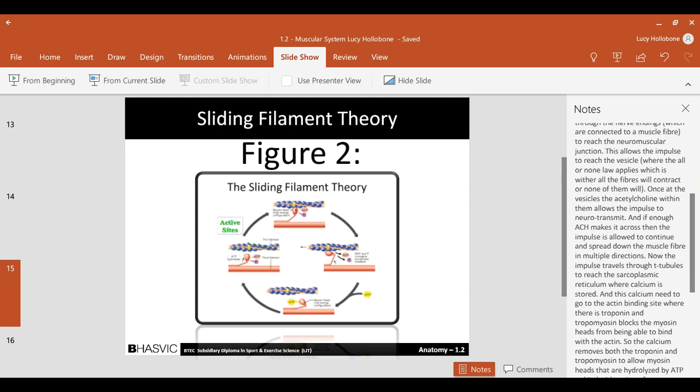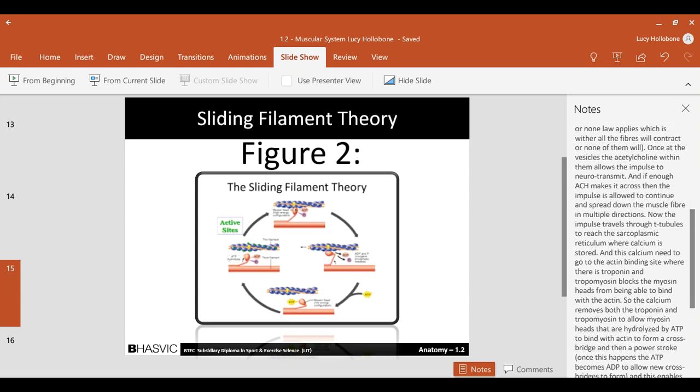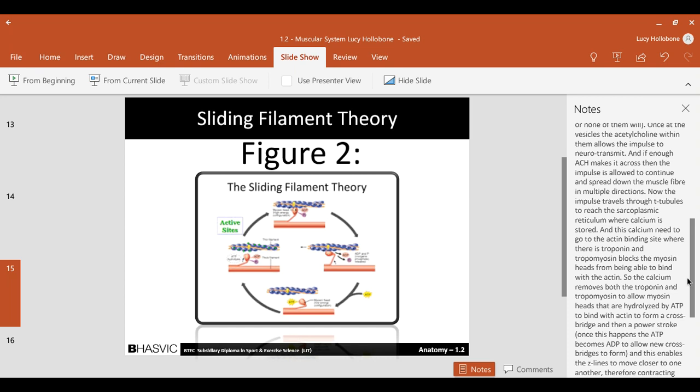Once at the vesicles, the acetylcholine within them allows the impulse to neurotransmit, and if enough ACh makes it across, then the impulse is allowed to continue and spread down the muscle fibers in multiple directions. Now the impulse travels through the T-tubules to reach the sarcoplasmic reticulum, where calcium is stored, and this calcium needs to go to the actin binding site, where there is troponin and tropomyosin, which blocks the myosin heads from being able to bind with their actin.